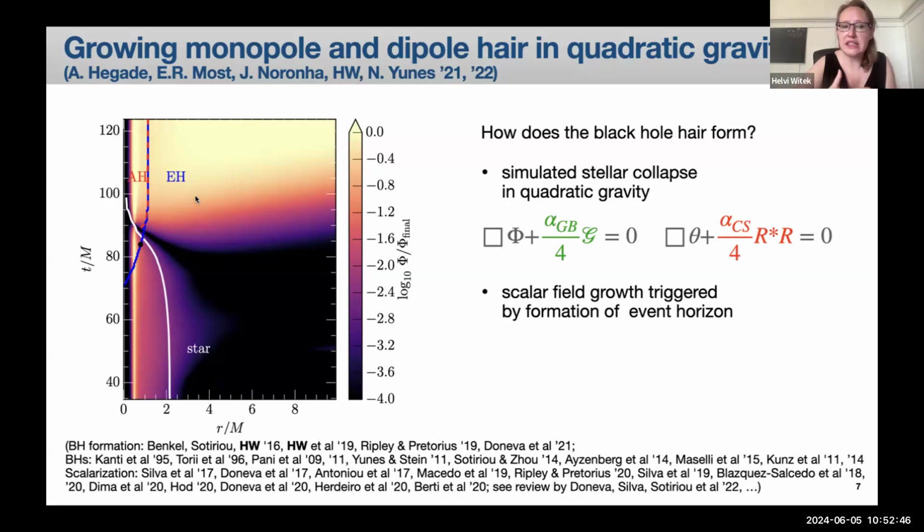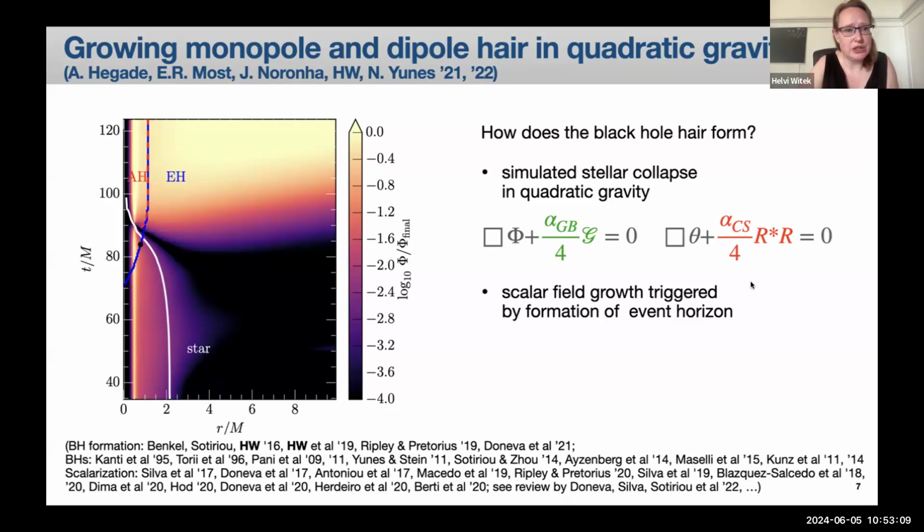Later on, looking at the scalar field flux, we see that it really starts growing as soon as the event horizon has been formed. So long story short, if I have a single black hole, so if I have stellar collapse, then the scalar field in these quadratic gravity theories is triggered. Sorry, not the field, the scalar charge is triggered when the event horizon forms.